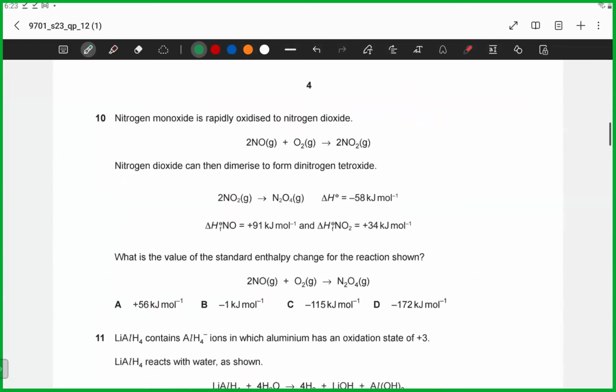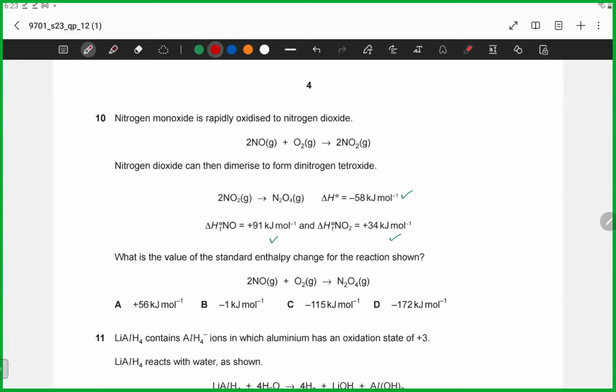So I think this is about the Hess cycle, or not. I think it is about the Hess cycle. They are saying nitrogen monoxide is rapidly oxidized to nitrogen dioxide, right? So nitrogen dioxide can then dimerize to form nitrogen tetroxide. So he's given you 2 reactions, actually 3 reactions. Now what do we need to find? What is the value of the enthalpy change for the reaction shown? So you have to construct.